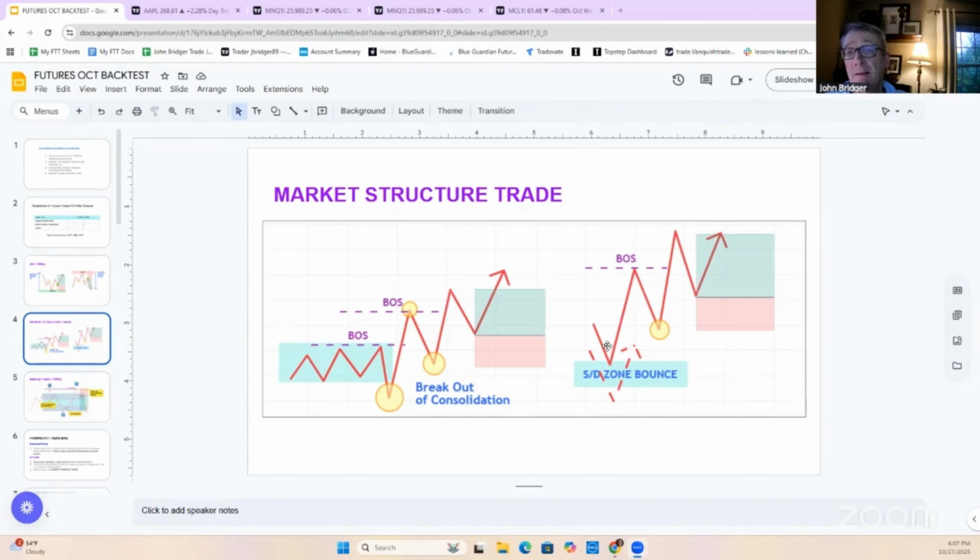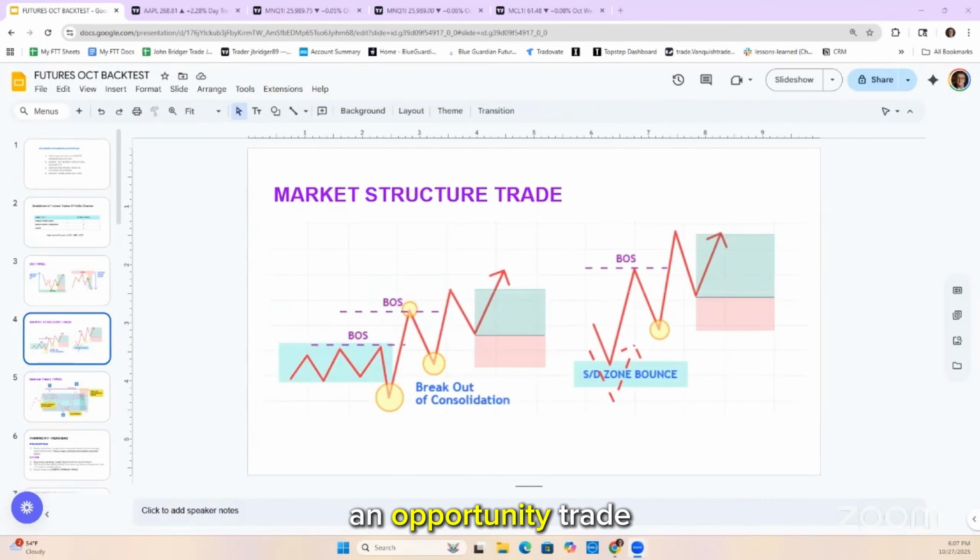Clean. Emphasize the word clean. Clean market structure continuation where you get a clear high, a 50% retrace low, that then breaks that strong high. Then you look to get in on this retrace. Use that for an opportunity trade.